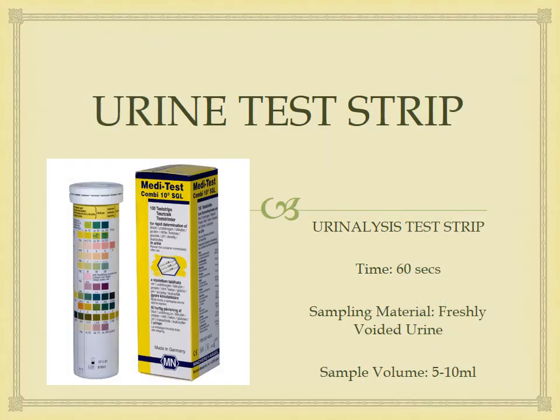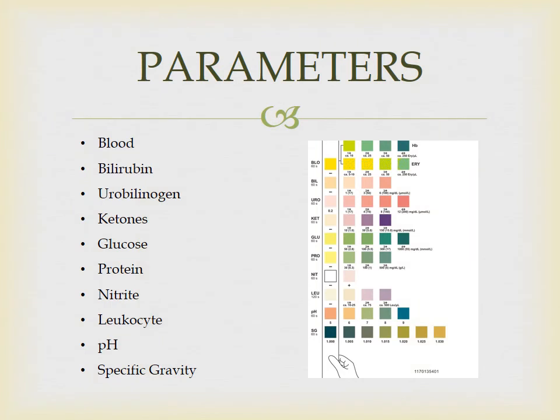In doing the urine test strip, the following are required. A time of 60 seconds. Sampling material, freshly voided urine. Sample volume, 5 to 10 milliliters. The following parameters can be checked: blood, bilirubin, urobilinogen, ketones, glucose, protein, nitrite, leukocyte, pH, and specific gravity.